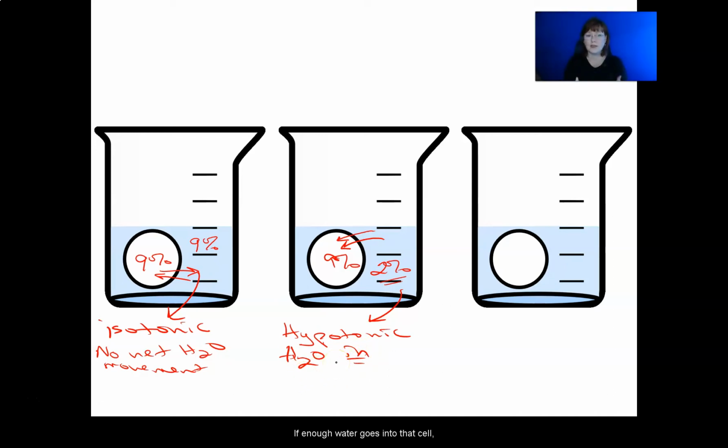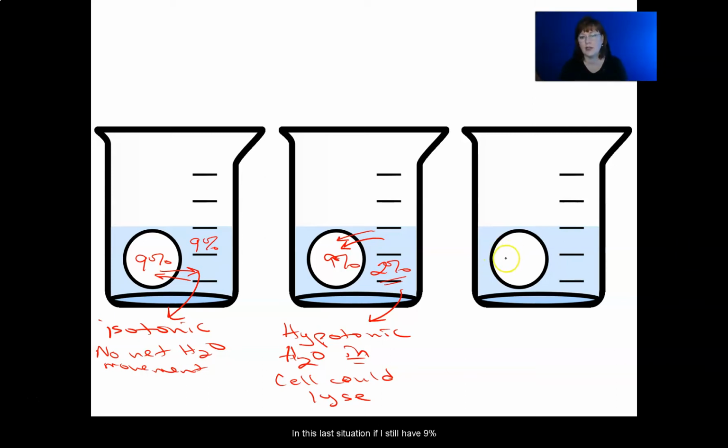If enough water goes into that cell, it will expand and potentially burst, or we say that the cell lyses. So in this case, my cell could lyse or break apart. Now, the way you can think about it is that the water wants to go towards the higher number, the number always representing the solute, but technically it's going where there's less water.